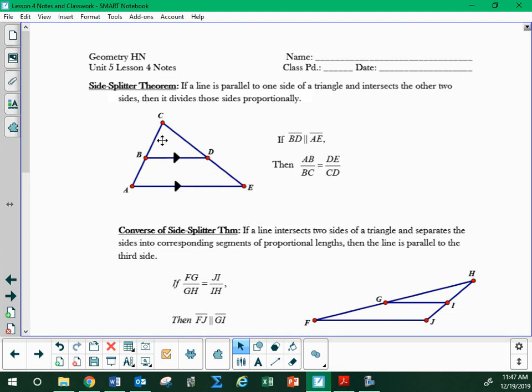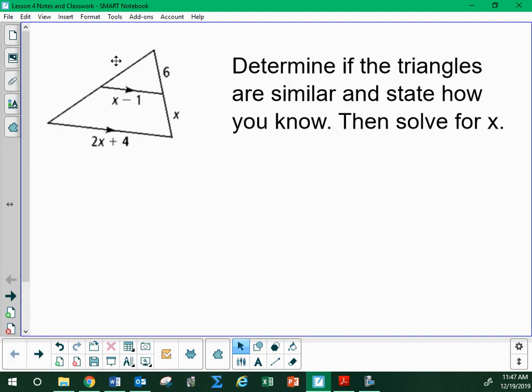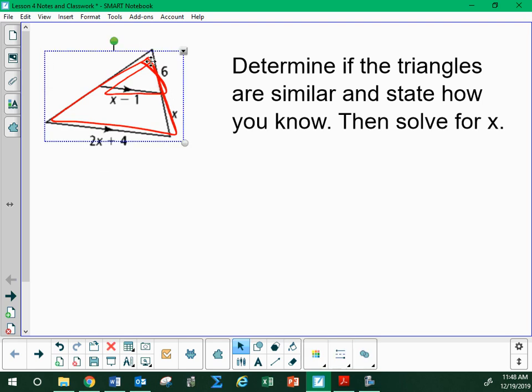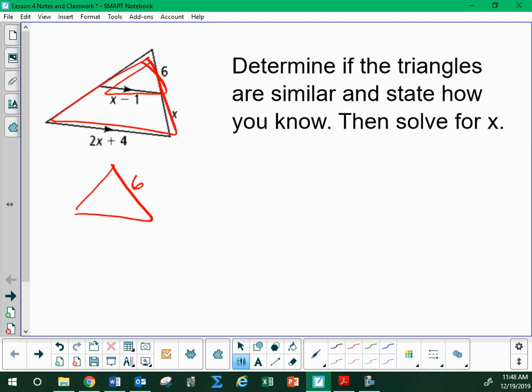Now we dealt with this type of problem last class, and I'll show you the problem we did. When we solve this type of triangle, you've got to be careful because I want to draw the triangles separately. I've got my small triangle, which is 6 and x minus 1. And I've got my bigger triangle, which is 2x plus 4. And then what is this entire side?